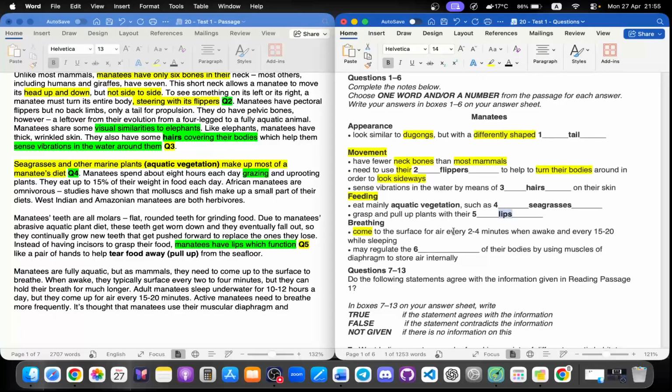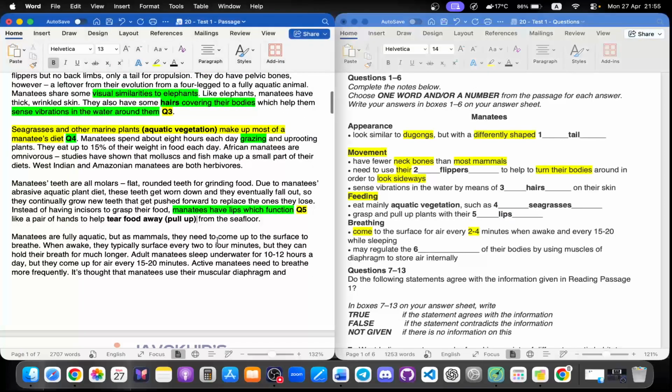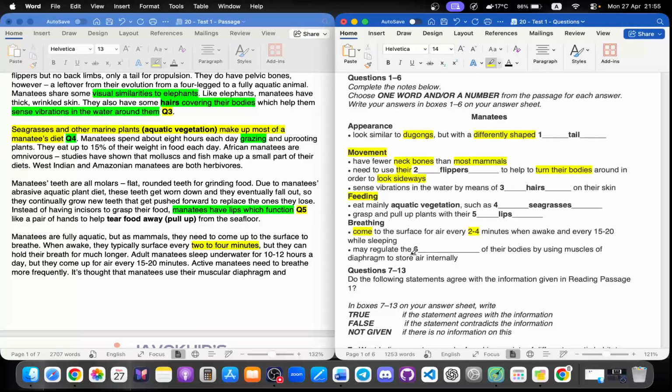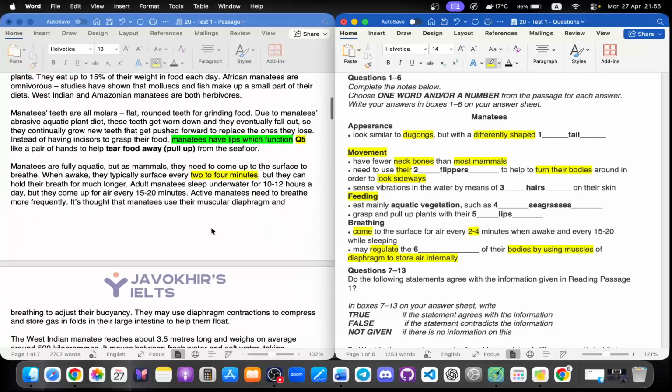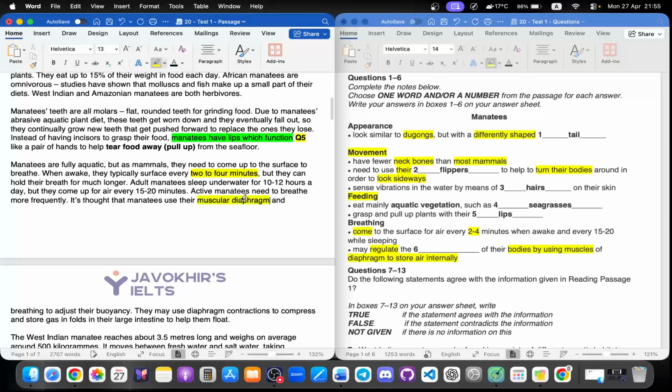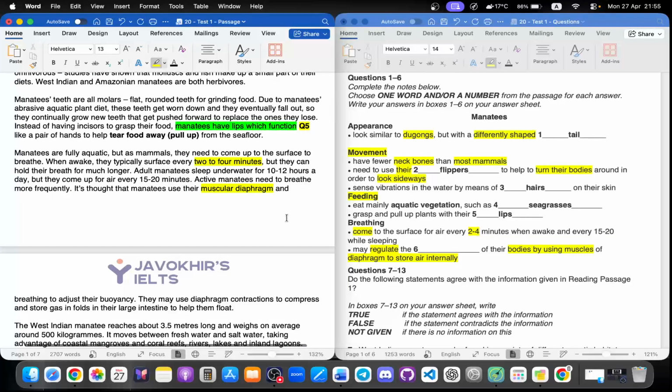So come to the surface for around 2 to 3 minutes. As you can see, we have a 2 to 3 minutes, while sleeping. They may regulate the something of their bodies by using muscles of the diaphragm to store air internally. The diaphragm is a technical word, so I'm just going to navigate to find the word very quickly. And you can see muscular diaphragm, to may regulate the something.